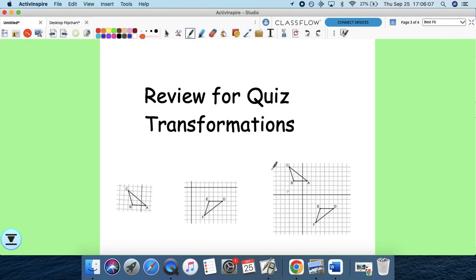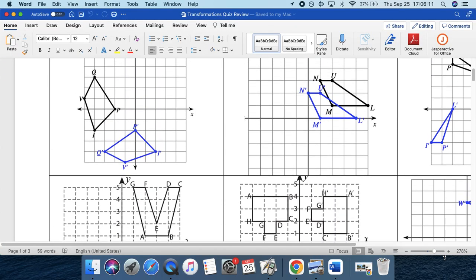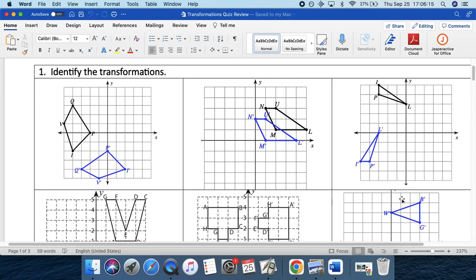All right, so let's go to, again, just for those of you who want to review this a little bit more, go over what we did in class. So identify the transformations that happen here. So this one, think if you can do the rules, right?